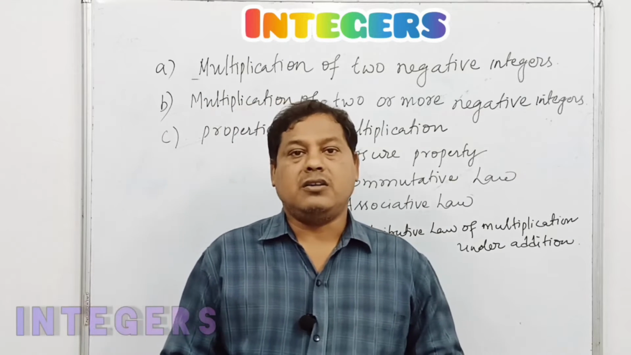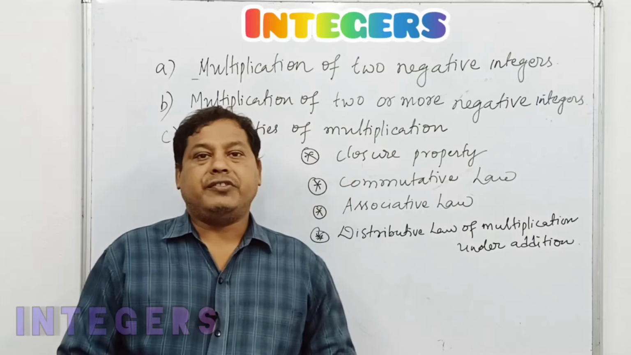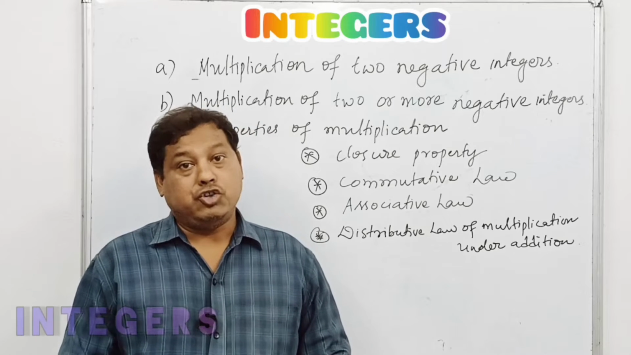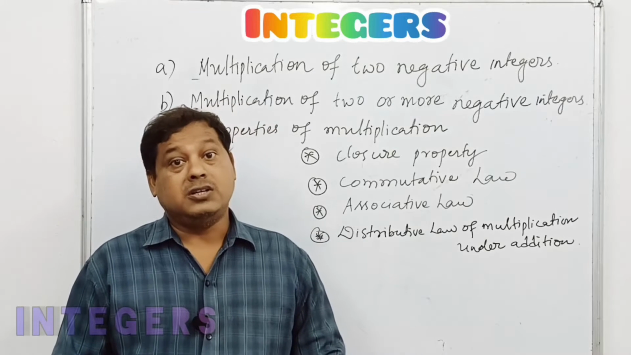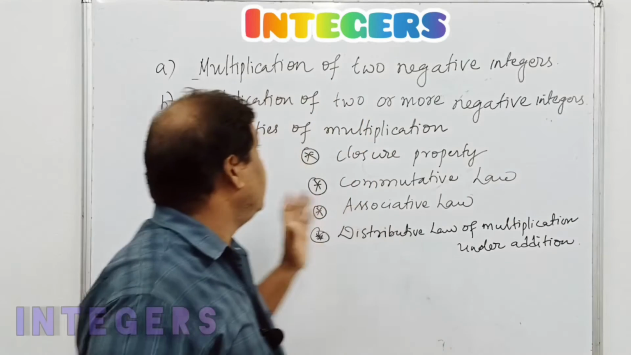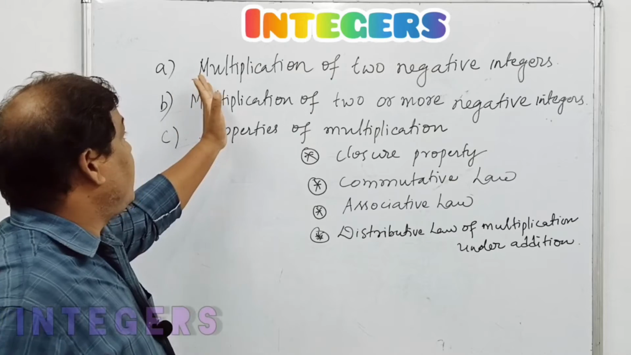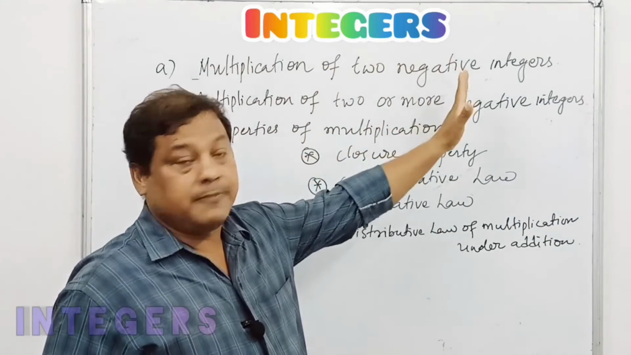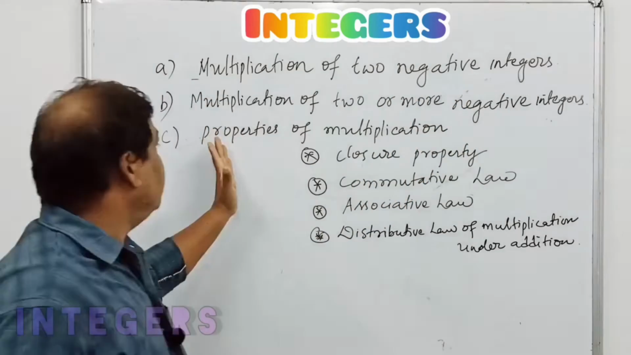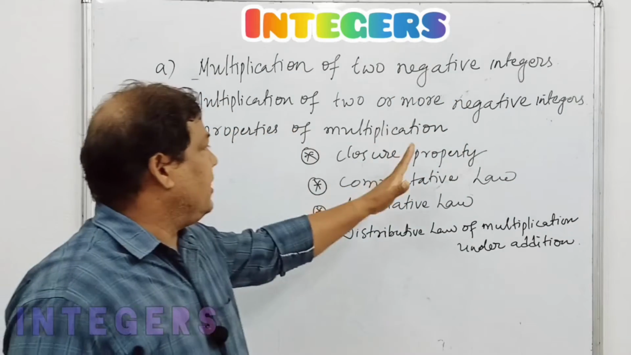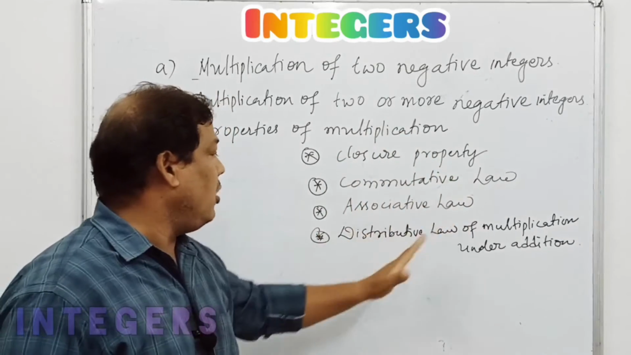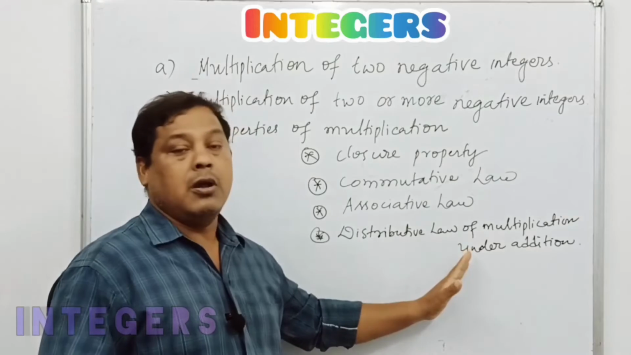Since last class we have learned about the properties of addition and subtraction of integers and multiplication of positive and negative integers. In this class we will learn the following topics: first, multiplication of two negative integers; second, multiplication of two or more negative integers; and third, the properties of multiplication under closure property, commutative law, associative law, and distributive law of multiplication under addition.